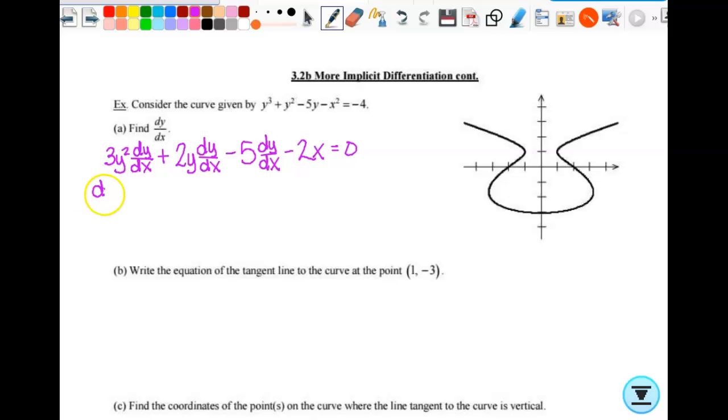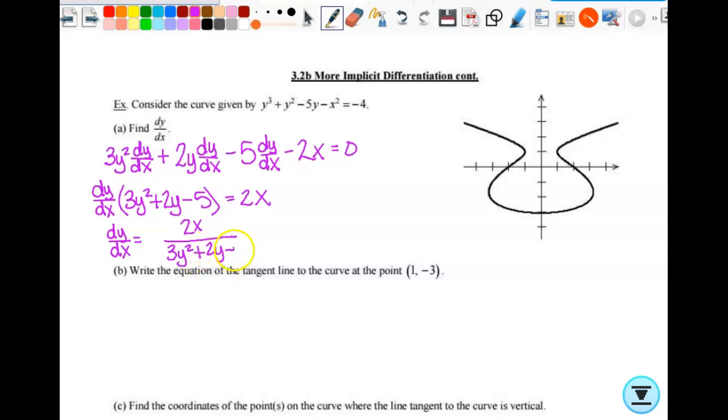So now I'm going to factor out my dy/dx, and that leaves me with 3y squared plus 2y minus 5. I'm not factoring a dy/dx out of this, so I'm going to move it over. Basically, I skipped the step of moving it over and did two things at once. So that means dy/dx is equal to 2x over 3y squared plus 2y minus 5. We don't have to simplify further. We're just done.